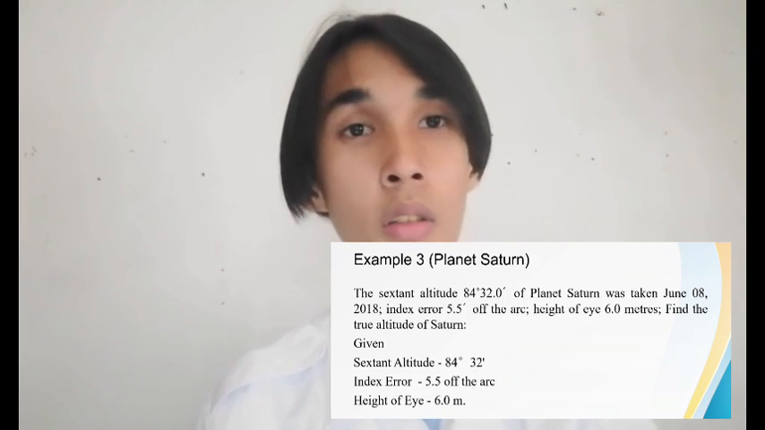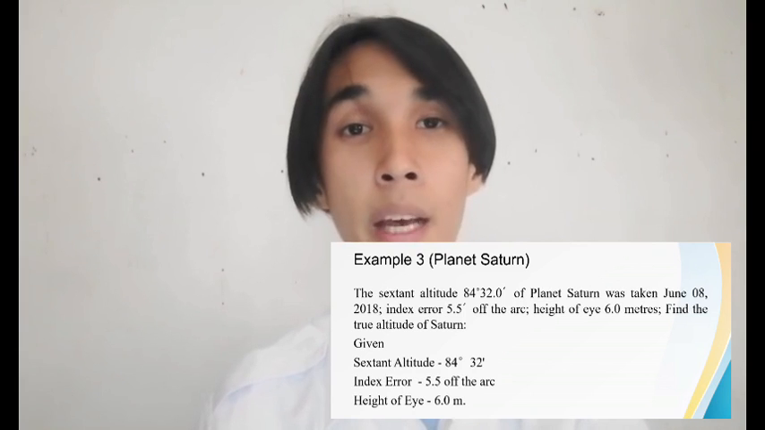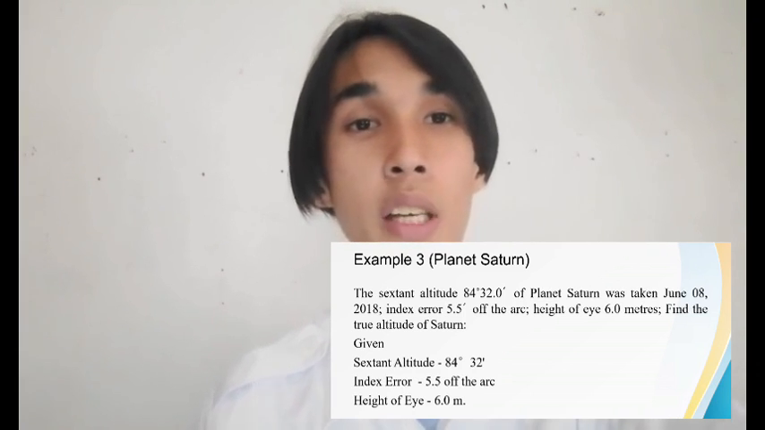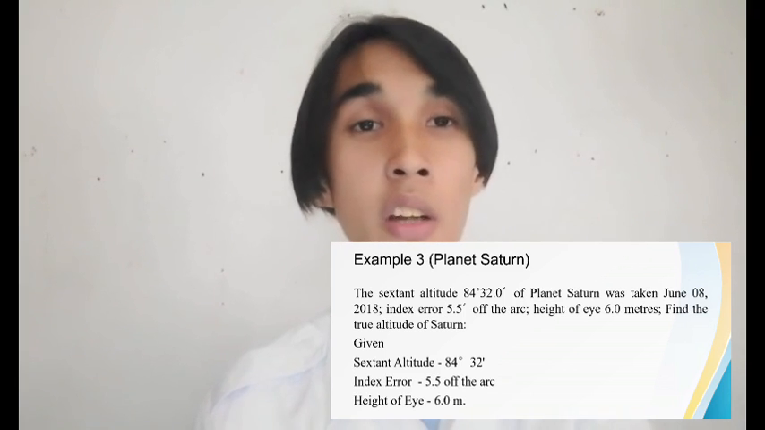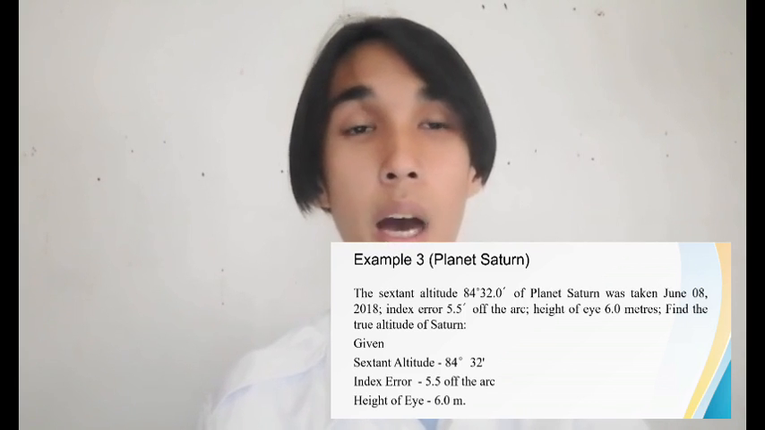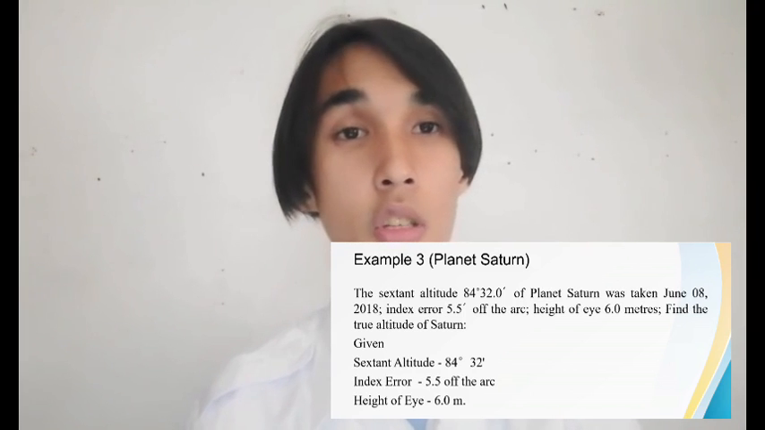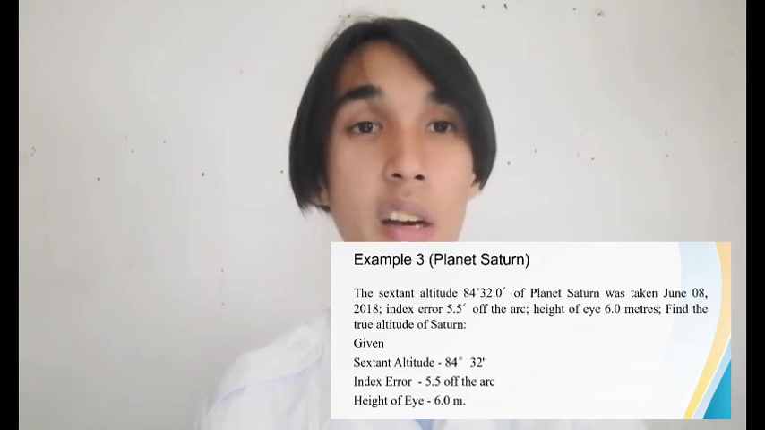So in our example, which is finding the true altitude of planet Saturn, take note that the nautical almanac used in this discussion is not the official nautical almanac used on board, but rather a nautical almanac for practice only. So example 3 is the sextant altitude of 64 degrees and 32 minutes of planet Saturn taken on June 8, 2018, with an index error of 5.5 off the arc and the height of eye of 6 meters. Find the true altitude of planet Saturn. So the givens are the sextant altitude of 64 degrees and 32 minutes, index error of 5.5 off the arc, and the height of eye of 6 meters.